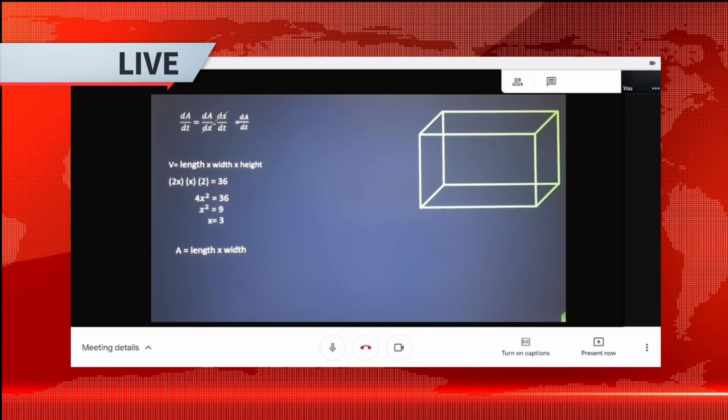So, we can write A equal to 2 in bracket 2 multiplied with 2x plus 2x multiplied with x plus 2 multiplied with x. So, A equal to 4x squared plus 12x. Then, differentiate A, we can get dA over dt equal to dx over dt times 8x plus 12.